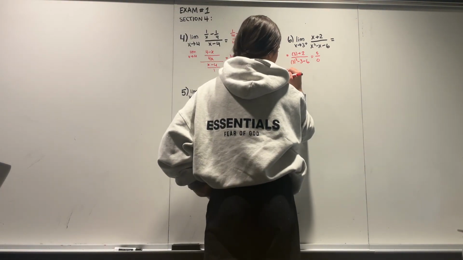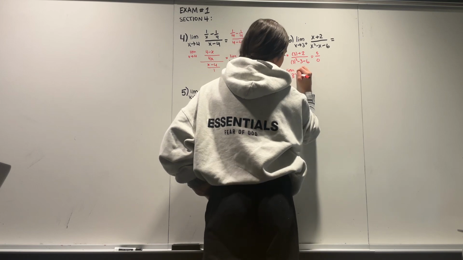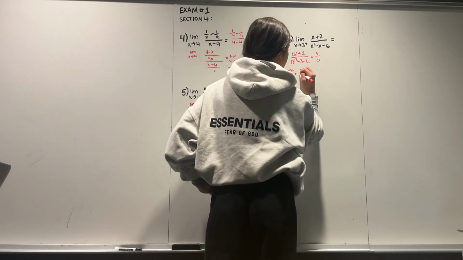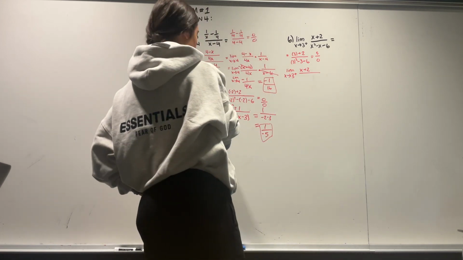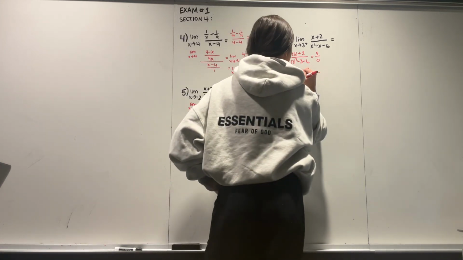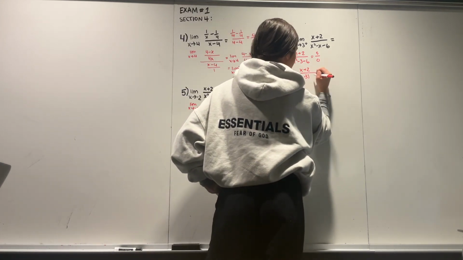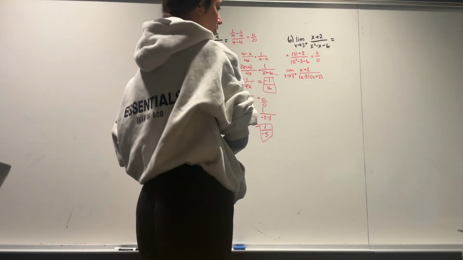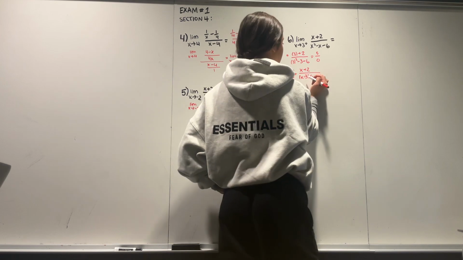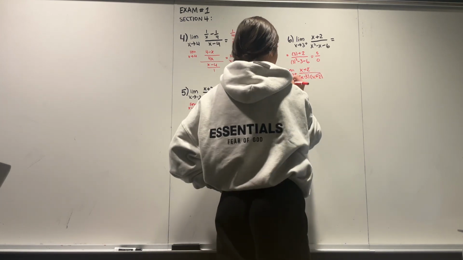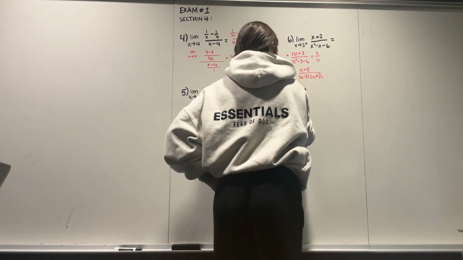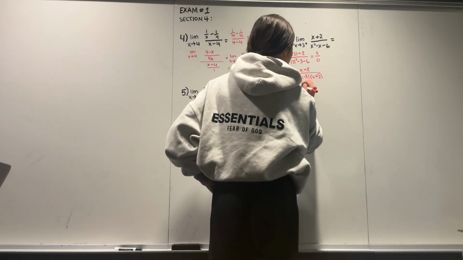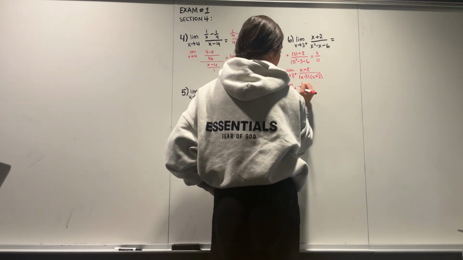It'll be limit as x approaches 3 from the right, and it'll be x plus 2, and then it's going to be negative 3 and positive 2. So it's going to be x minus 3, and then x plus 2. And then on this one, again, they'll cancel out. So you're left with limit as x approaches 3 from the right, and you're left with 1 over x minus 3.